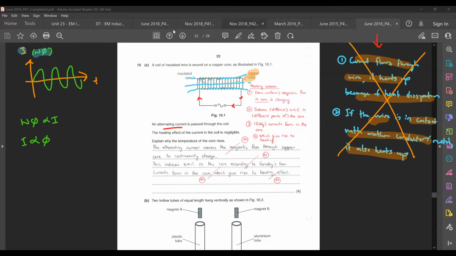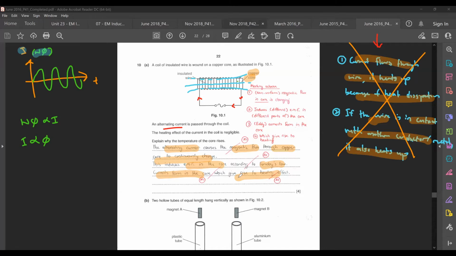Okay, that's why you see your answer was something like this, where they tell you the alternating current causes magnetic flux through the copper core to continuously change. So since the magnetic flux is changing, this induces EMF in the core according to Faraday's law. So because you induce EMF, you now have current forming in the core, which will give rise to your heating effect. Okay. So this is one thing here.